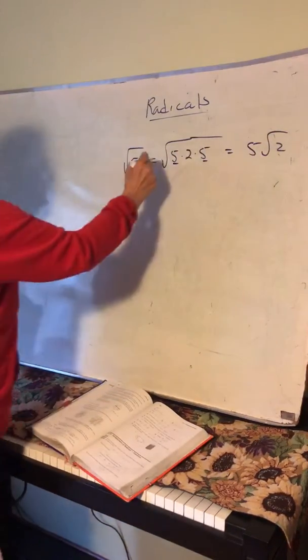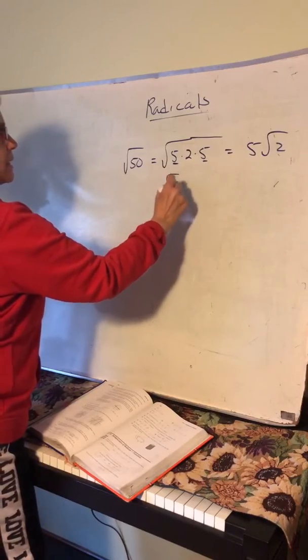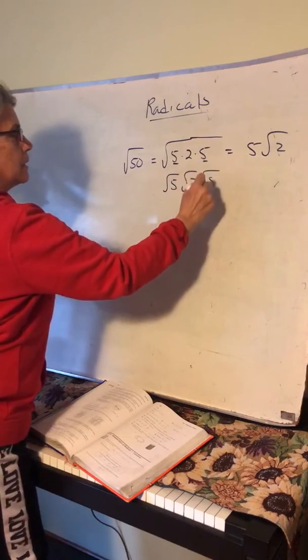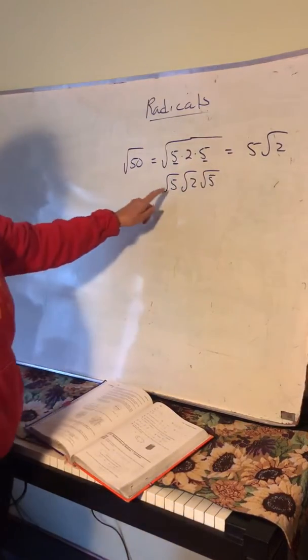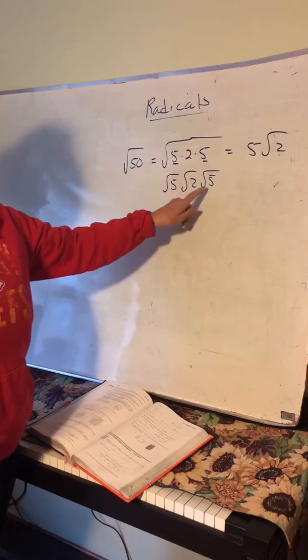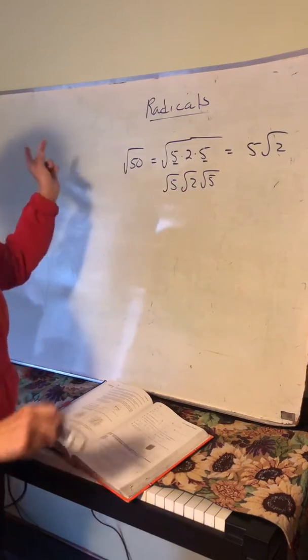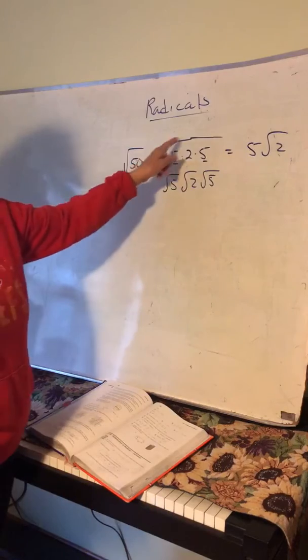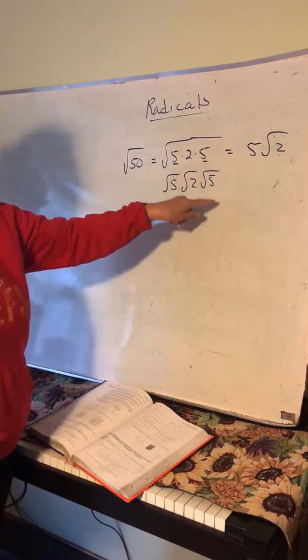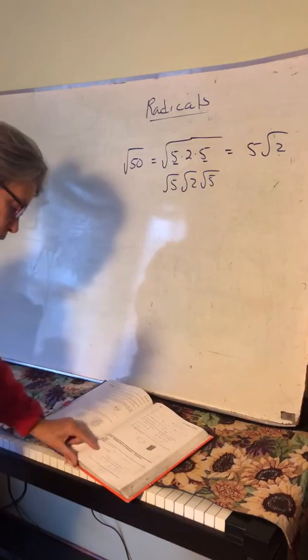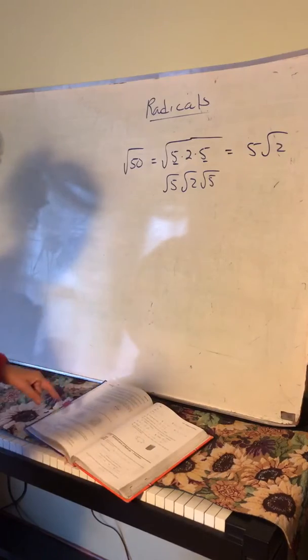you end up with 5, take the pair out, square root of 2. Now, this is also the same as this. Okay, so you can have the square root of 5, square root of 2, square root of 5 multiplied together. You get the same answers, whether it's under the radical sign or separate. Okay, so that's just a little bit of a review there.